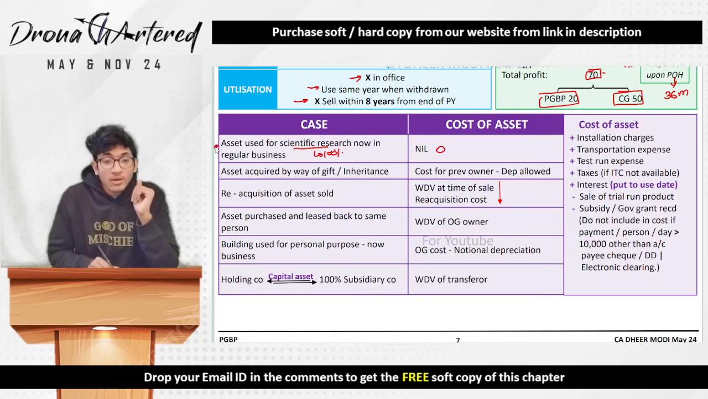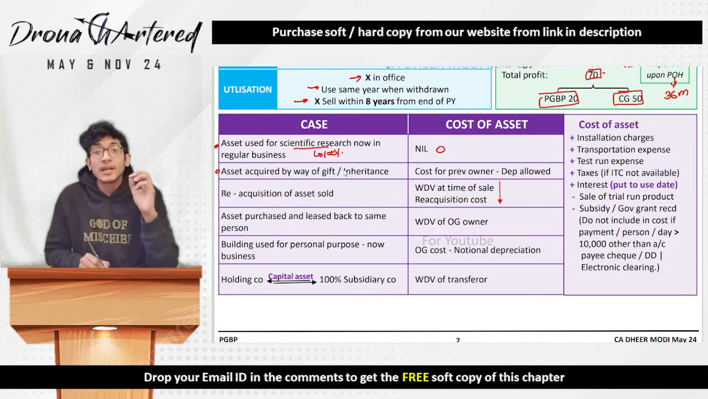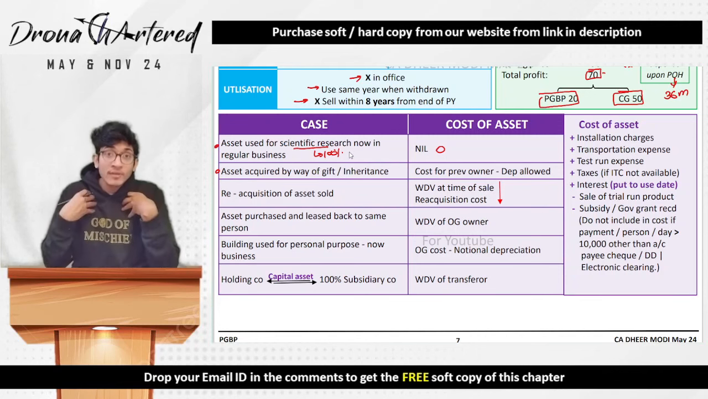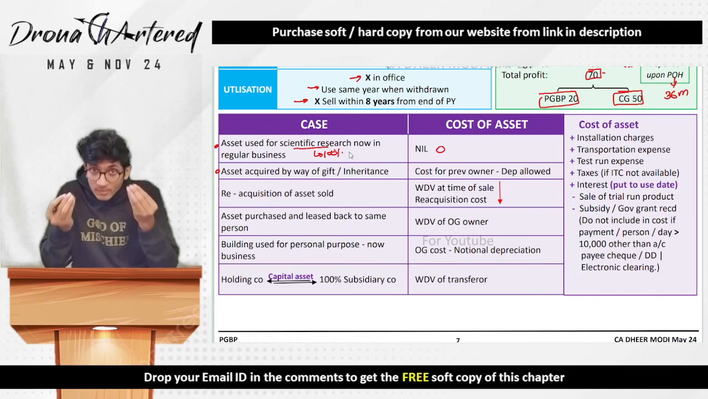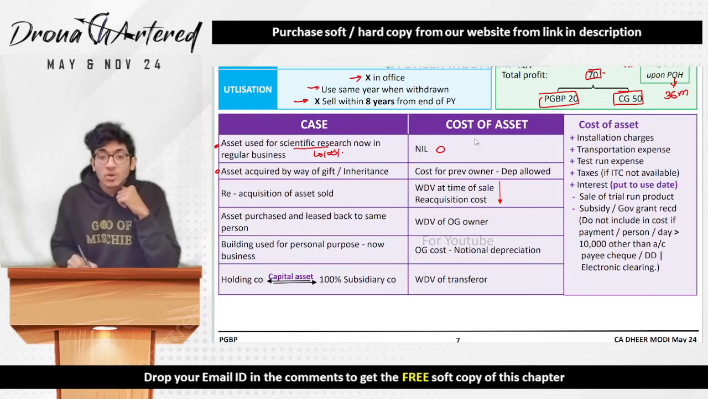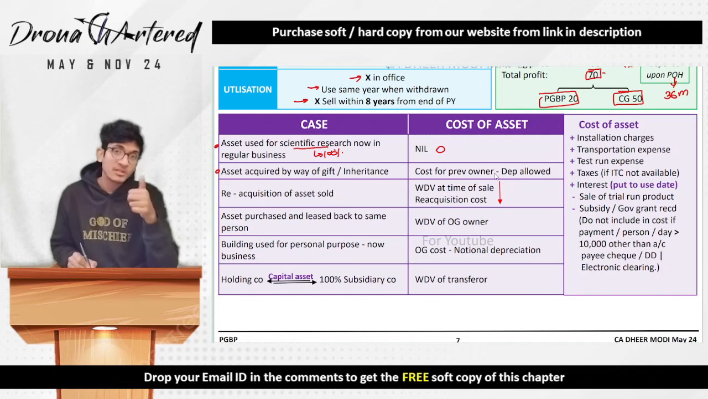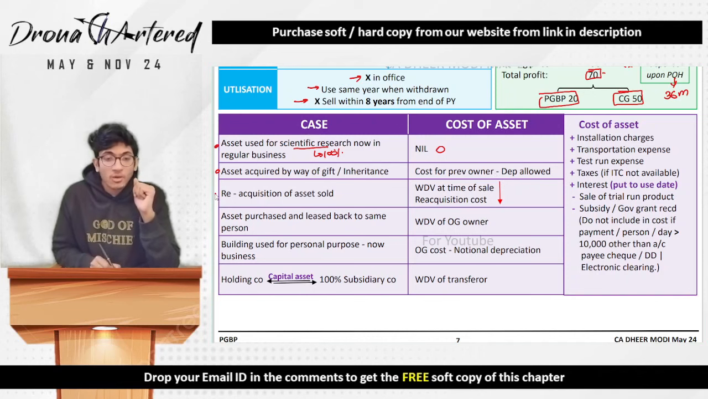Next is asset acquired by way of gift or inheritance. Any asset that has been received by way of gift or inheritance. In such a case, you have received the asset for free, but there will still be some cost of acquisition, right? So the cost of acquisition for this asset will be the cost for the previous owner minus depreciation allowed to the previous owner. That will be your cost of acquisition.